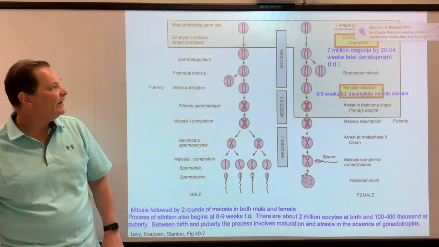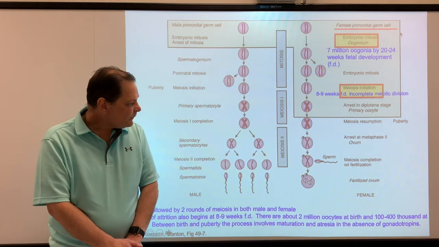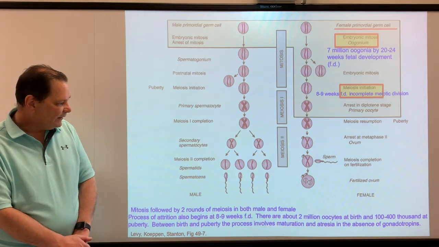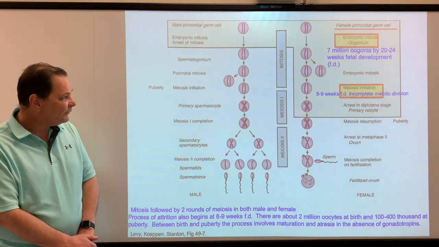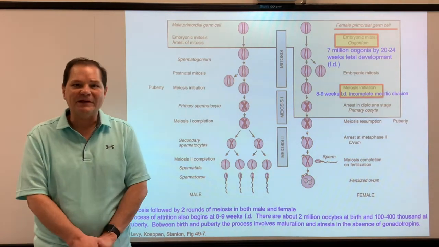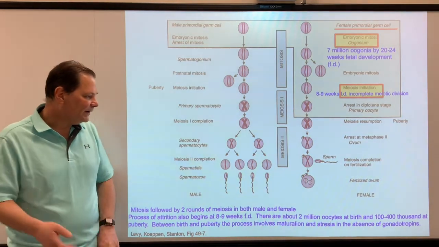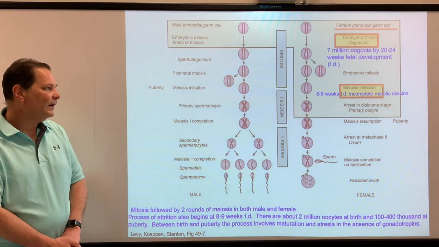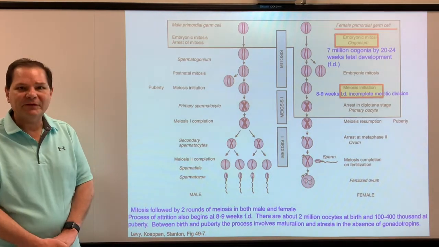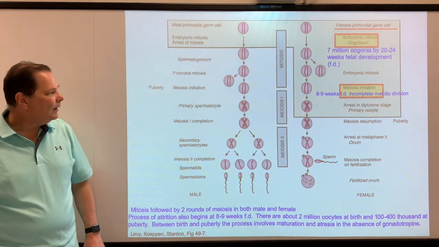And as I said before, there's only a small fraction of these that actually get ovulated. So this is taking place because there are no gonadotropins. The gonadotropins are low during childhood, and the development of the follicles in the oocyte can't take place. So they shrink up and die.